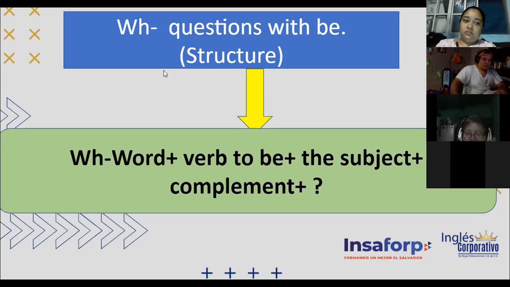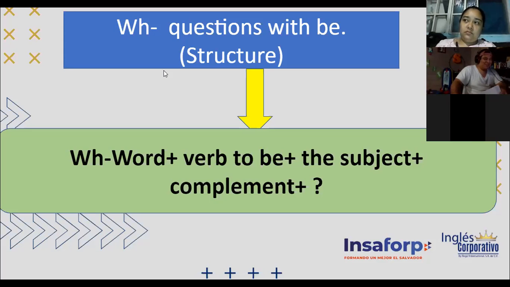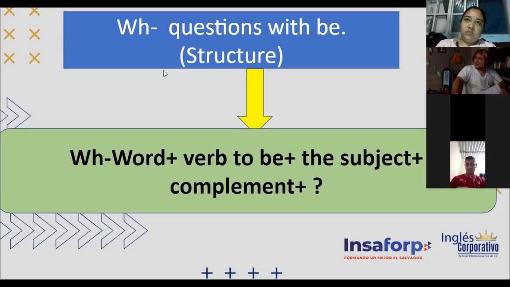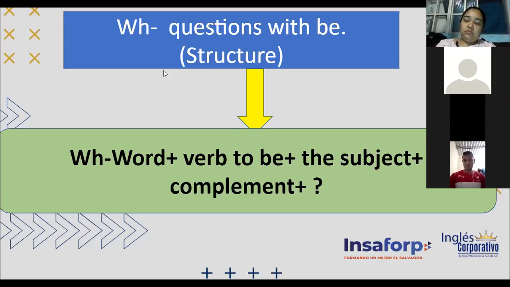Okay. I am 55. Ah, okay. 55 years old. Okay, 55 years old. Yes, sir. Very good. Juan Romero, where is your friend? ¿A dónde está su amigo?